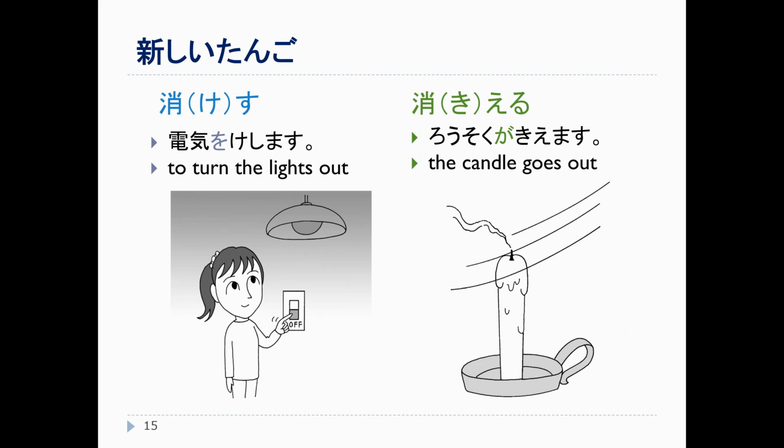In the same way, from chapter 6, we have kesu, keshimasu. So denki o keshimasu, we turn out the lights. Versus kieru, kiemasu. So rousoku ga kiemasu. The candle goes out on its own. So denki o keshimasu, rousoku ga kiemasu.